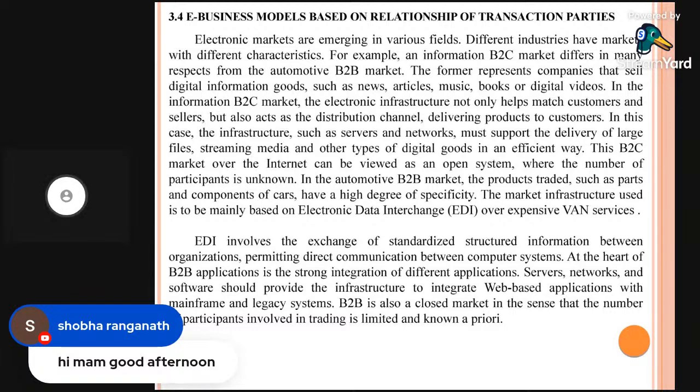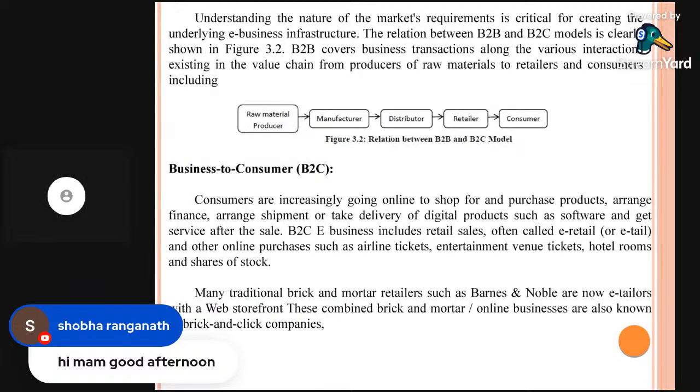The market infrastructure used to be mainly based on EDI, that is electronic data interchange, over expensive WAN services. Usually EDI involves the exchange of standardized structured information between organizations, permitting direct communication between computer systems. So at the heart of B2B applications is strong integration of different applications, servers, networks, and software which need to be provided. So understanding the nature of market requirements is critical for creating the underlying e-commerce structure.